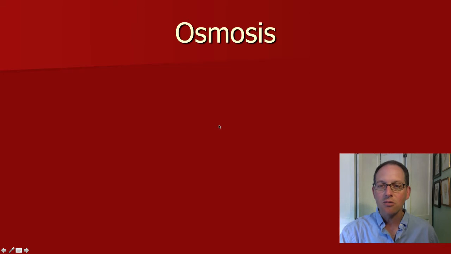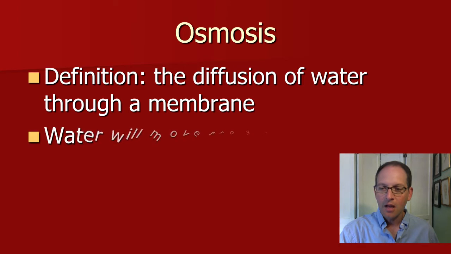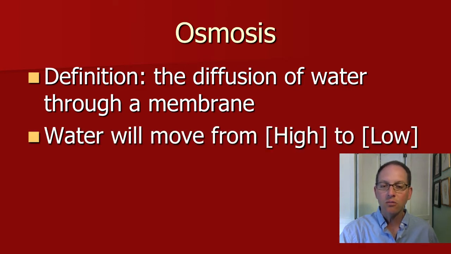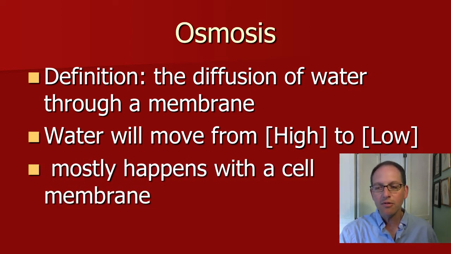The next thing, osmosis. Osmosis is the diffusion of water through a membrane. So osmosis is just a special kind of diffusion. And the water, in this case, will move from high concentration to low concentration. And this mostly happens within a cell membrane.